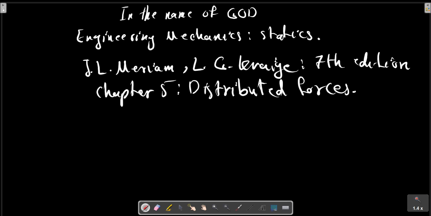In the name of God. Engineering Mechanics, Statics, J. L. Meriam, L. G. Kraige, 7th edition, Chapter 5, Distributed Forces. We have an introduction first.